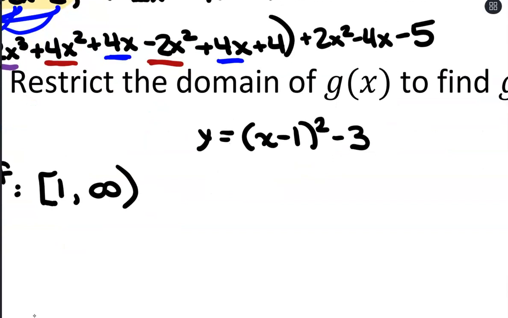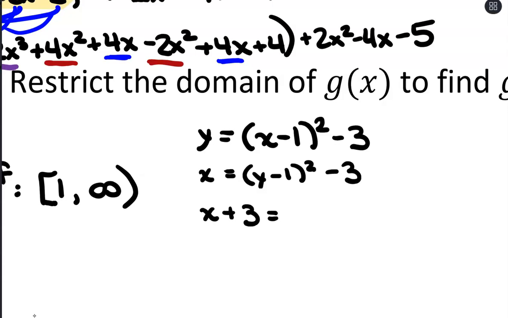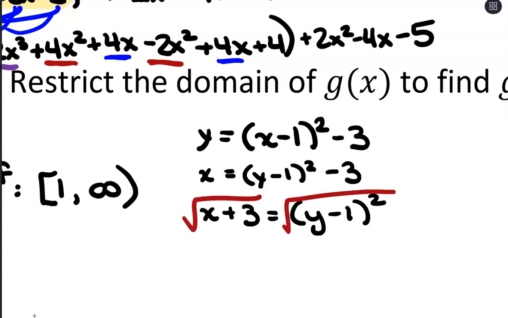Let's go solving for what will eventually be our square root function. So let's switch x and y, add 3 to both sides, take the square root of both sides, but we don't need to do plus or minus here because we're only using half of it. So technically, we have a plus or minus here. We're only going to use the plus.